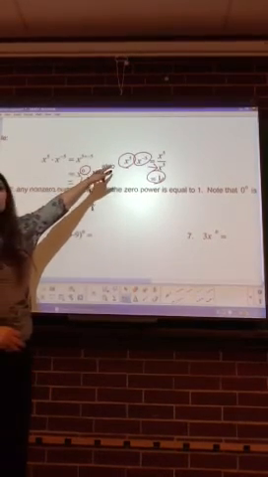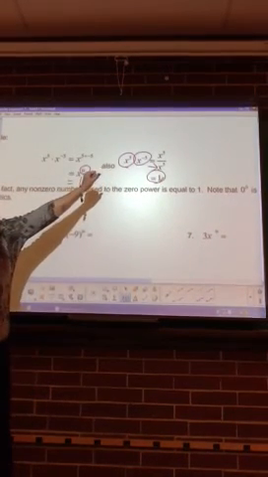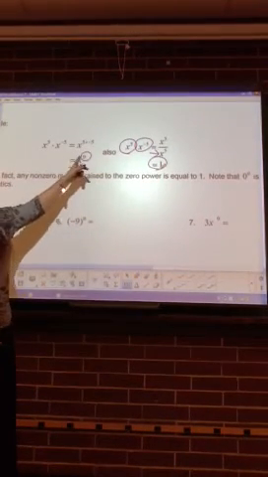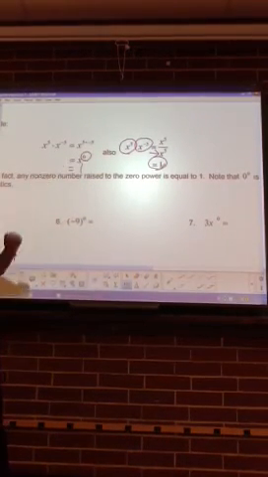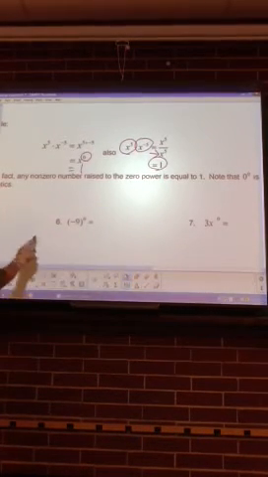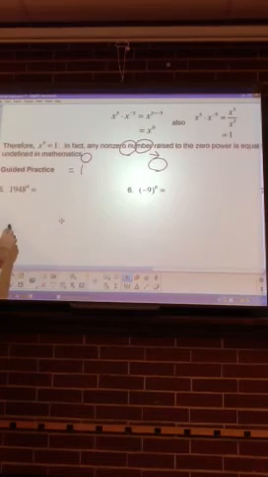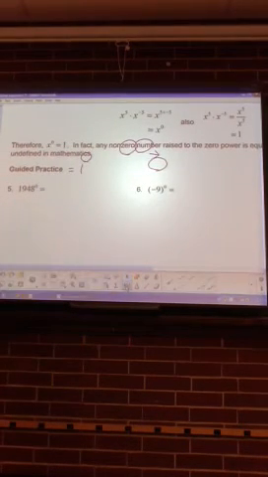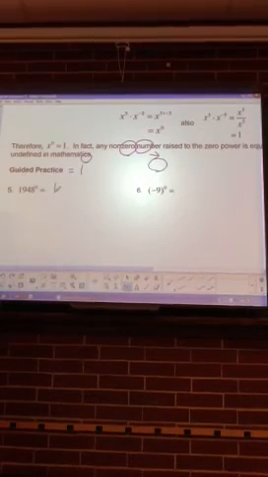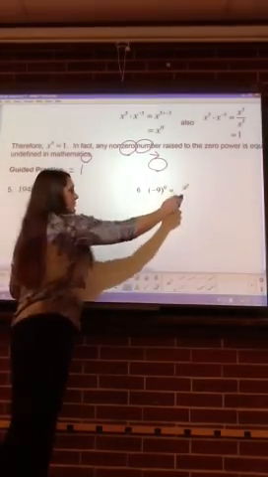So either one of those are going to give us our answer, and you're going to find that on several exponent rules, that you can have one or the other. Just make sure it's one of those 5 basic rules. So anything to the 0 power is 1. So number 5 here, what is this one? 1948 to the 0 is? 1. Negative 9 to the 0 is? 1.